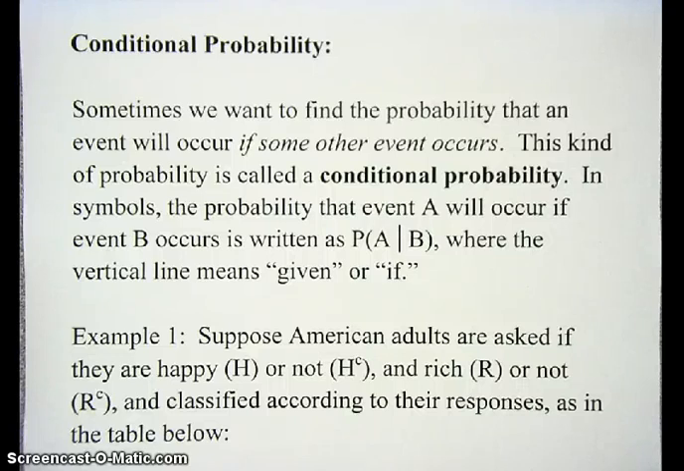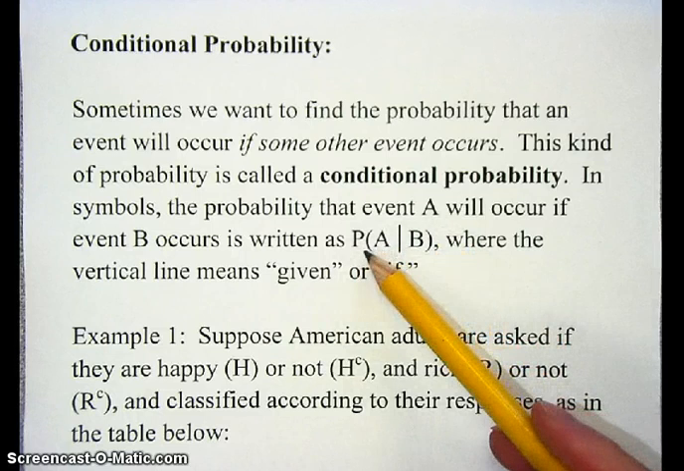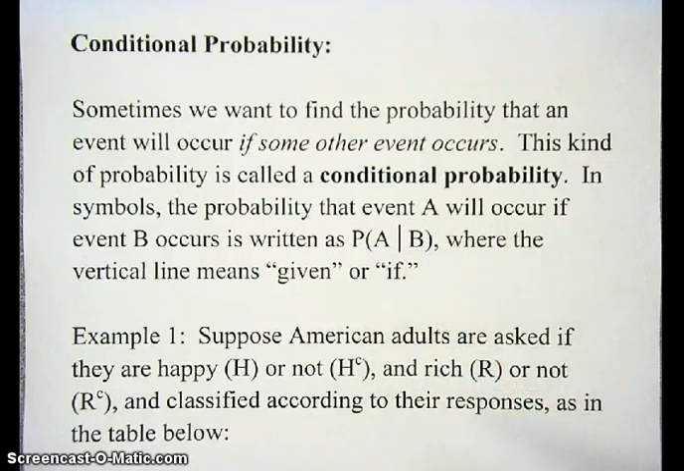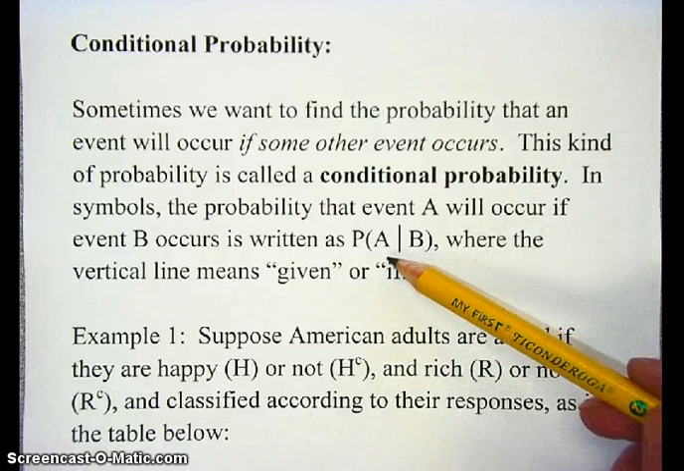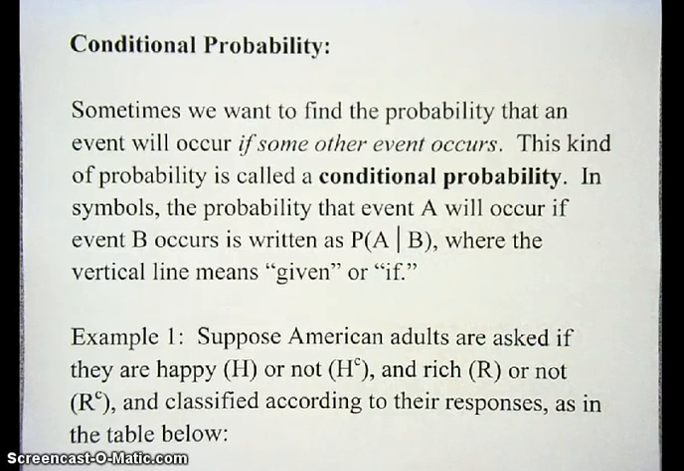Conditional probability is the probability that one event will occur if another event occurs. We usually write conditional probabilities using this kind of symbol. You say probability of A if B, or A given B. And this is the probability that A will happen if B happens. To illustrate, we'll look at this example.